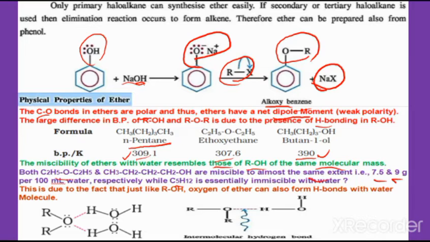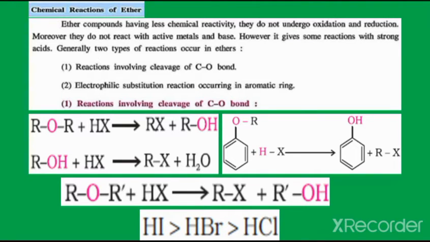Pentane does not form any kind of hydrogen bonding with water molecules, but the oxygen in alcohols and in ethers forms hydrogen bonds with water molecules. Due to this hydrogen bonding, ethers are soluble in water, like alcohols. However, within the ethers themselves, hydrogen bonding is absent. These are the physical properties of ethers.